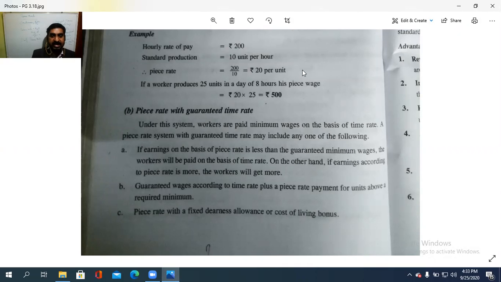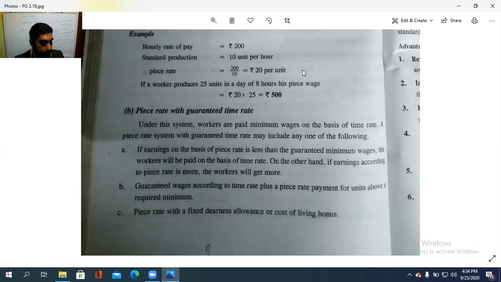So a piece rate system with a guaranteed time rate may include any one of the following. That is, if earnings on the basis of the piece rate is less than the guaranteed minimum wages, the workers will be paid on the basis of time rate. So if there is a guaranteed minimum wage, anything less than that will be paid based on the time rate.